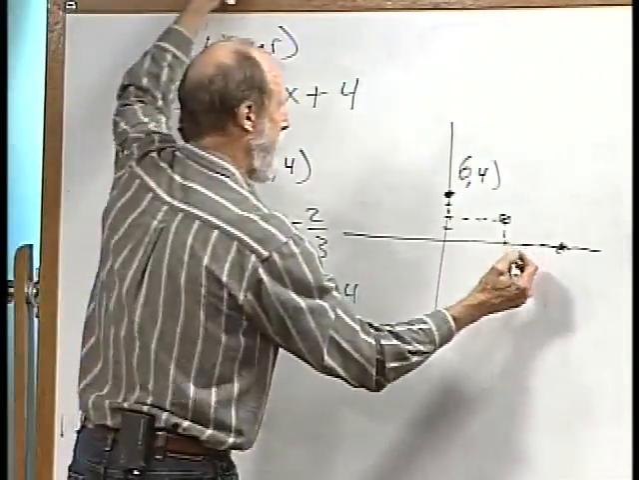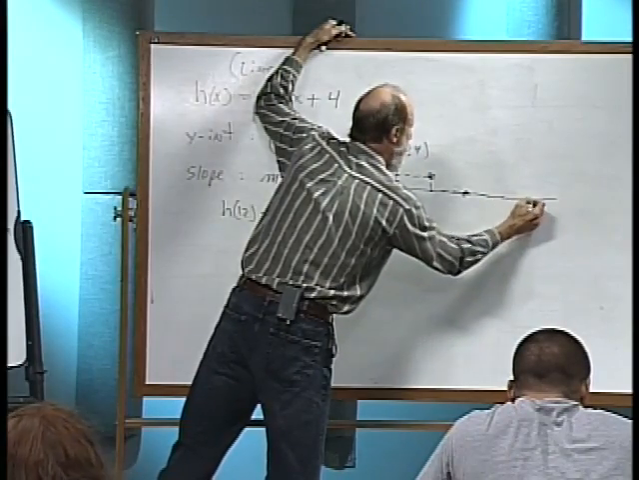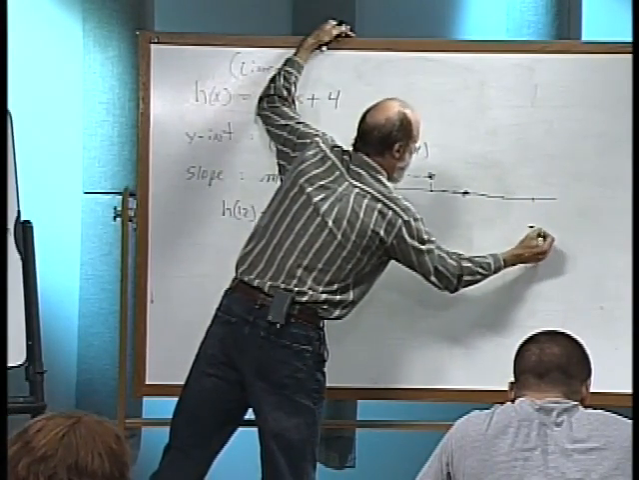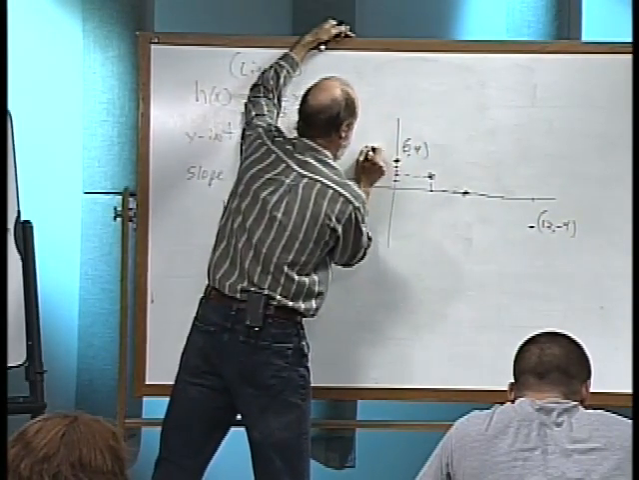So we can go out here. It's going to be out here a ways. 12, negative 4, right out there. And then we're going to draw our line.